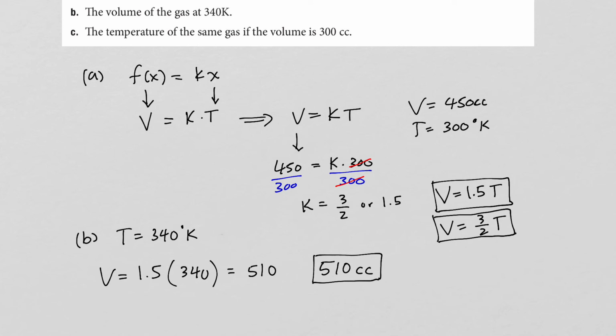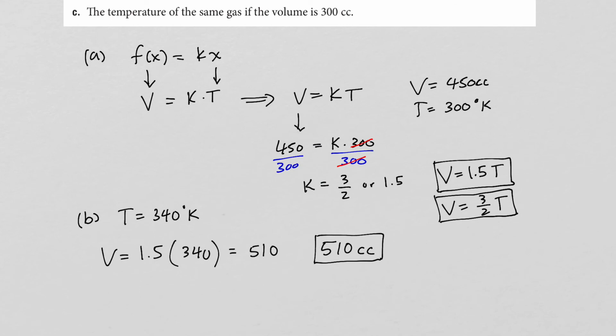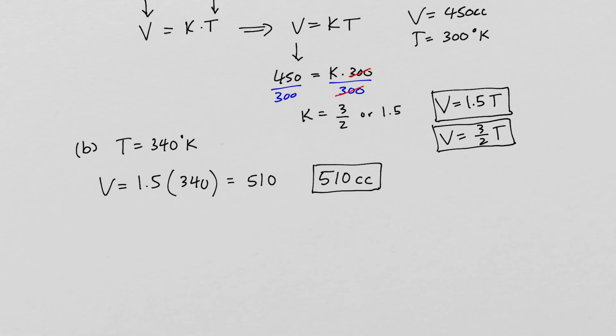And for the last part, it says, find the temperature of the same gas when the volume is 300 cubic centimeters. So for part C, we have volume equals 300. So what we're going to do is take the 300 and plug it in for volume here. So that gives us 300 is equal to 1.5 times T. And then we just simply divide both sides by 1.5.